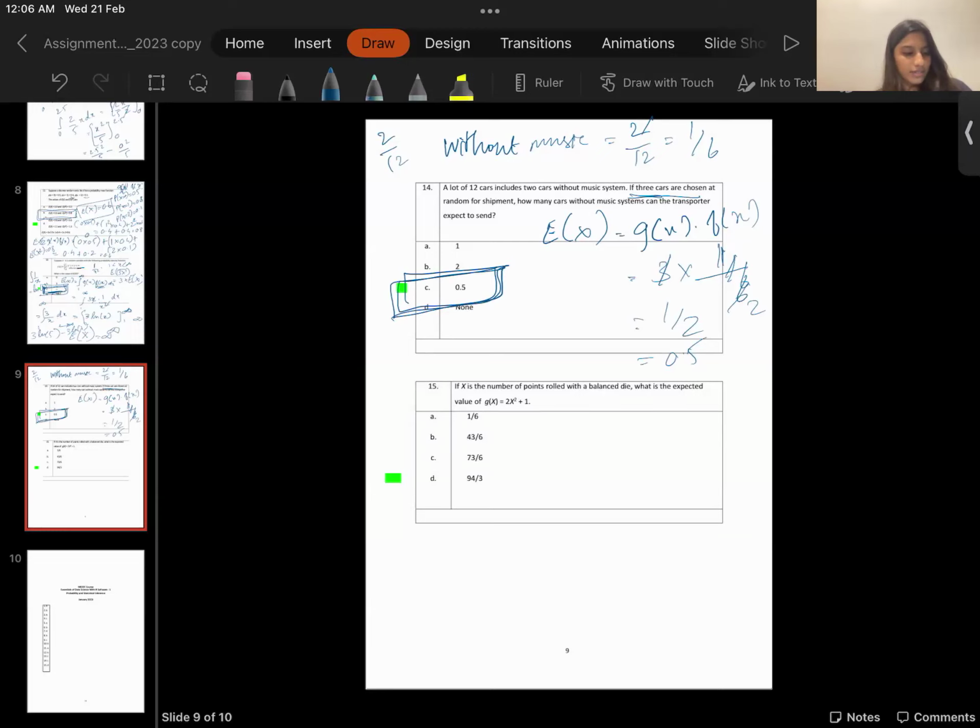These are different ways in which they can ask you. Looking at this question, you have to know that you could apply the expectation formula. They've given the probability, f of x, and g of x is also given here, so you could just directly multiply both and get the answer.